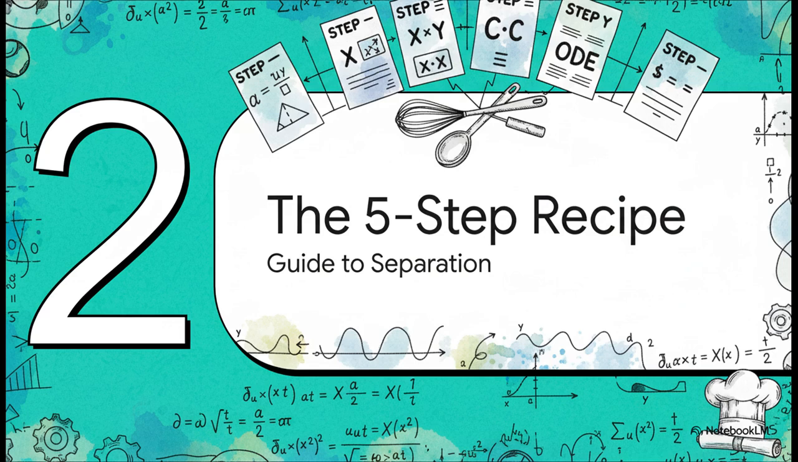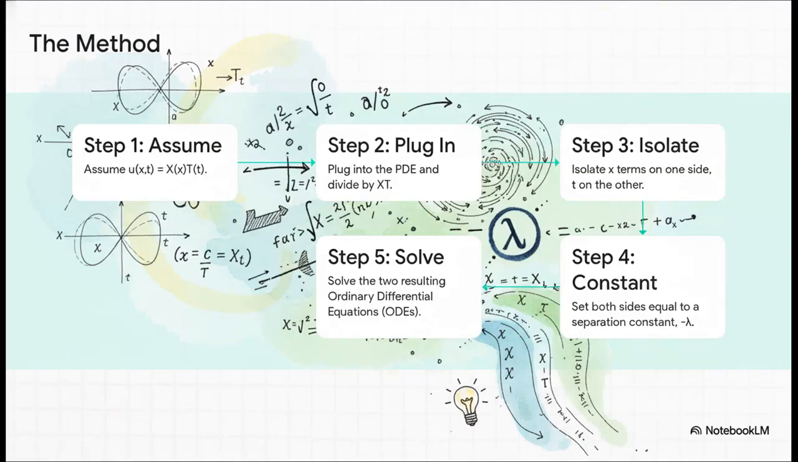Okay, so how do we actually put this assumption to work? Well, it turns into a very straightforward, almost mechanical, 5-step recipe. If you just follow these steps, you can take a ridiculously hard PDE and turn it into something way more manageable. So it all starts with our big assumption. We plug that form into the PDE, we do a little bit of algebra, and then comes the magic step. We shuffle all the terms around. Then we introduce something called the separation constant, and voila, we are left with two much simpler equations to solve.